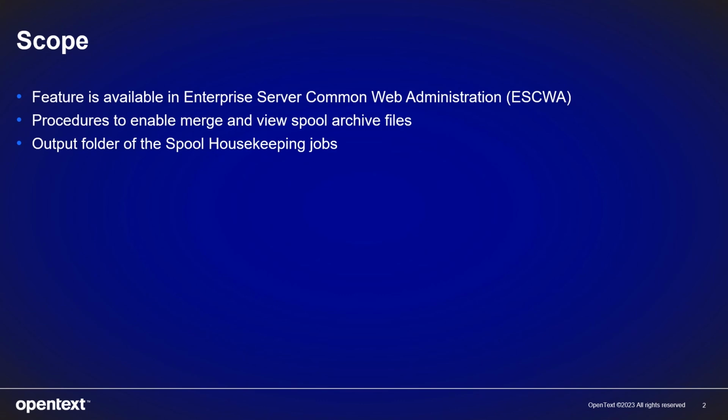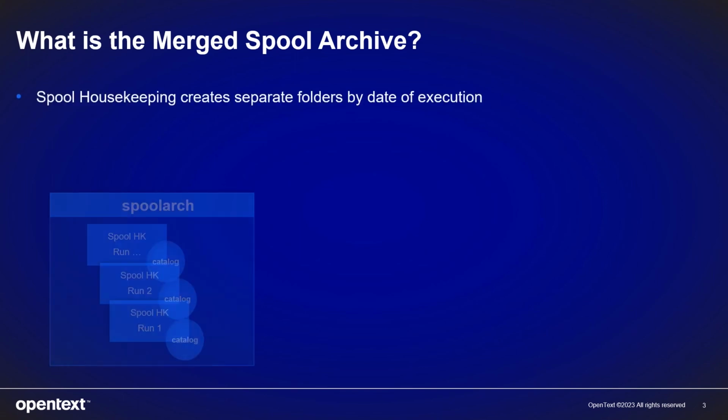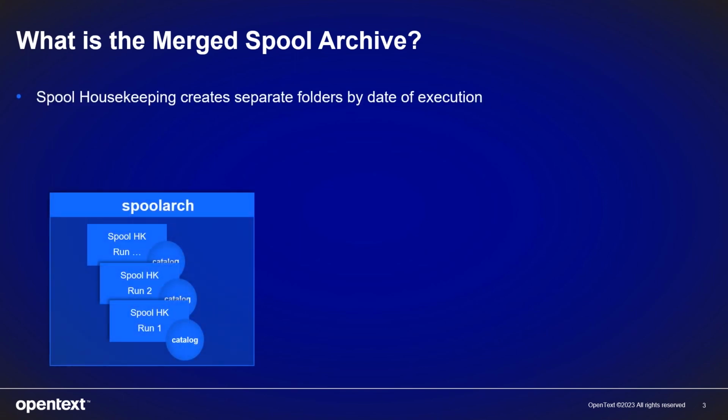What is the merged spool archive? First, let us briefly describe the spool housekeeping process, particularly the generated output folder. When the spool housekeeping job is executed, it will create a unique folder to store the spool files that were archived for that run. The folder is usually named in a date and time format representing its execution.